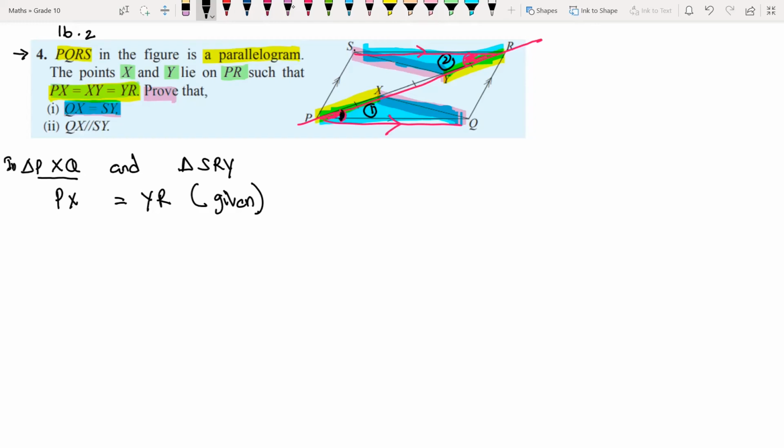So this angle we can name it how? You can say XPQ, equals this angle, let's call it YRS, or you can say SRY. Let's say SRY.